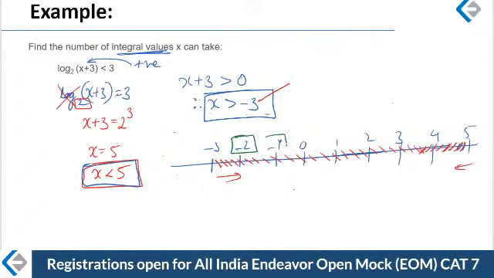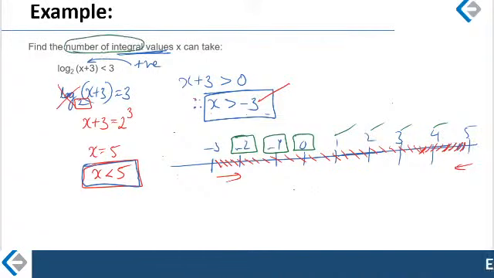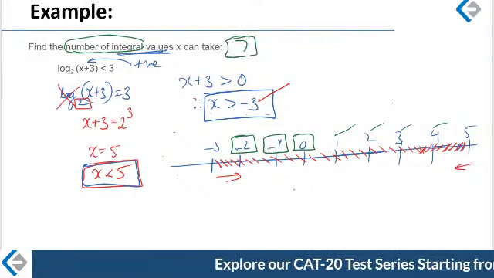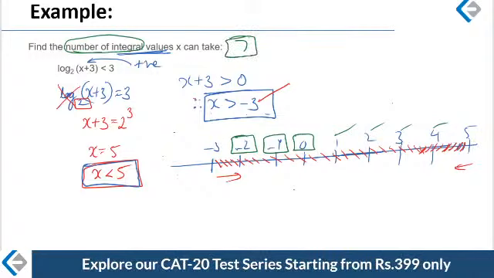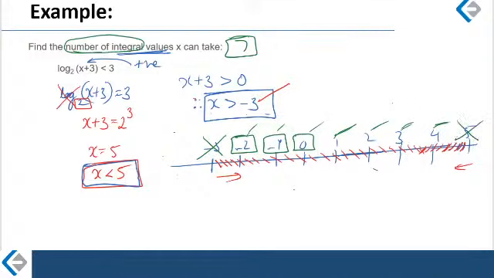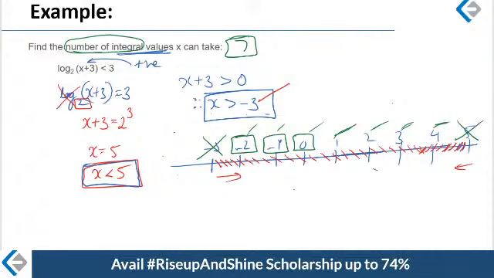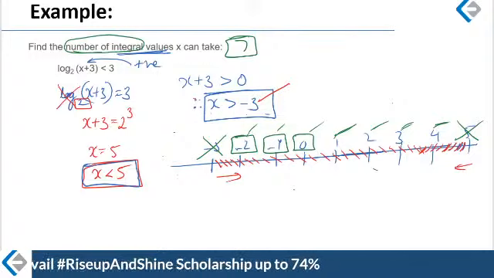Minus 2 is fine. Minus 1 is fine. 0 is fine. Therefore, 1, 2, 3, 4, 5, 6, 7. The question is to find the number of integral values. Answer: 7. It can take 7 integral values to satisfy this inequality, that is minus 2, minus 1, 0, 1, 2, 3 and 4. Minus 3 and 5 are not considered, they are the boundaries. It is not including the boundaries, so exclude those. Therefore, it has 7 values. That's the answer to this question.